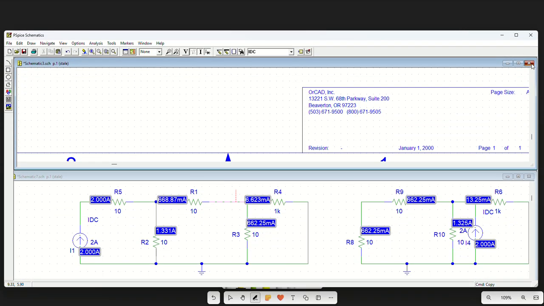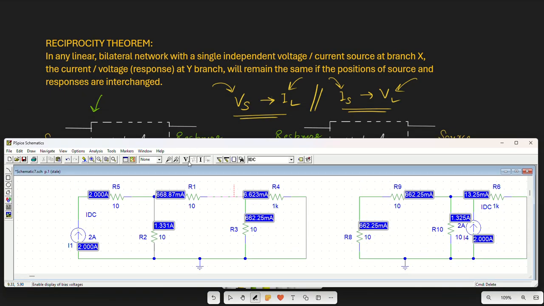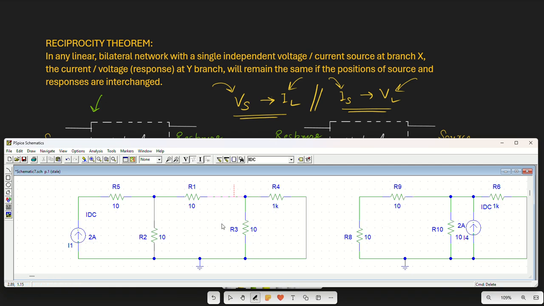So let us consider this circuit. Okay, so let's see the circuit. As you can see here, this is our 2 ampere current source, and we have 10 ohm resistors, and this is the 1 kilo ohm resistor. Now what we have to do, we are determining the voltage across this resistance. This is our load resistance. If this is the load resistance, whenever we are putting the voltmeter, it will be in parallel, so the current source will be coming here as parallel, and the voltmeter will go here. Now if the current source comes here, then this will be the circuit, right?